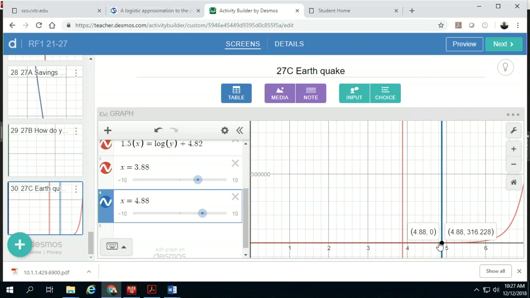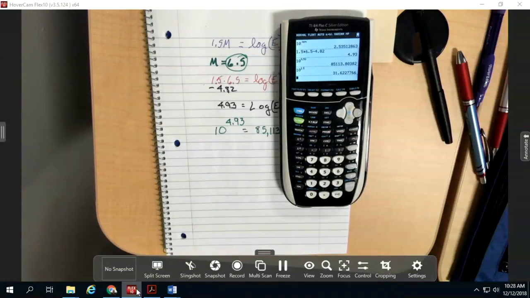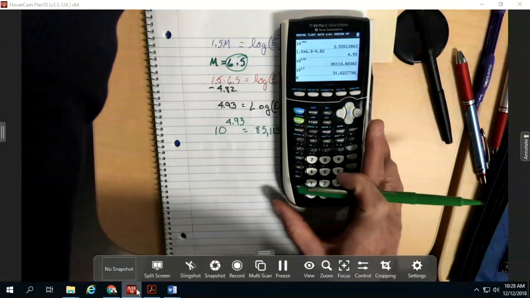Because remember, we're taking 10 to the 1.5. You notice it comes out to be about 31 times as much energy. Last one.